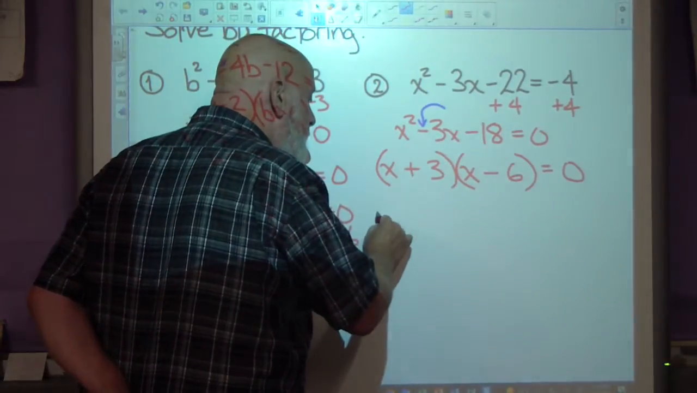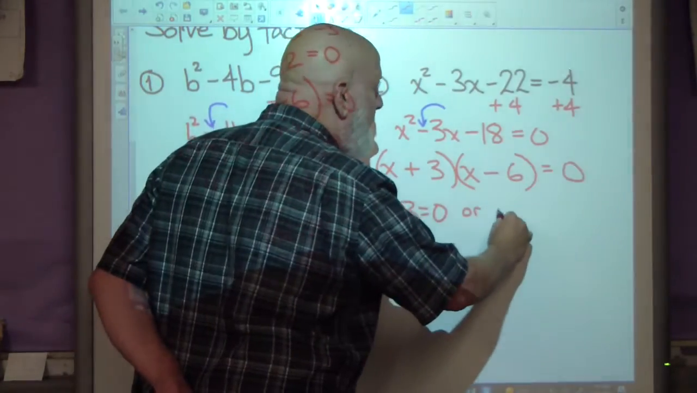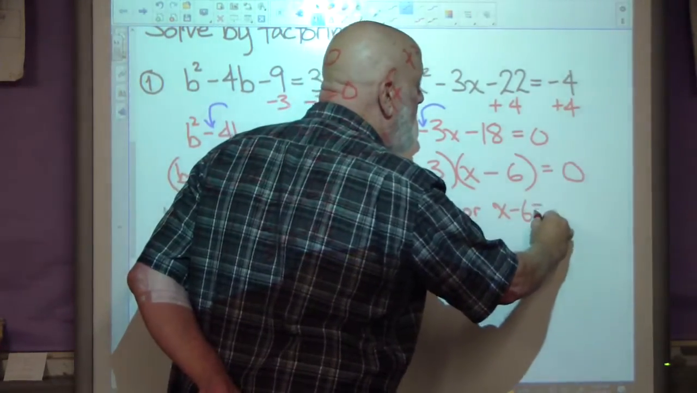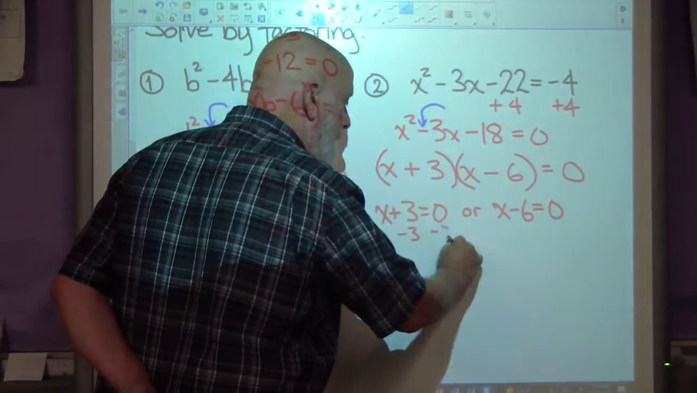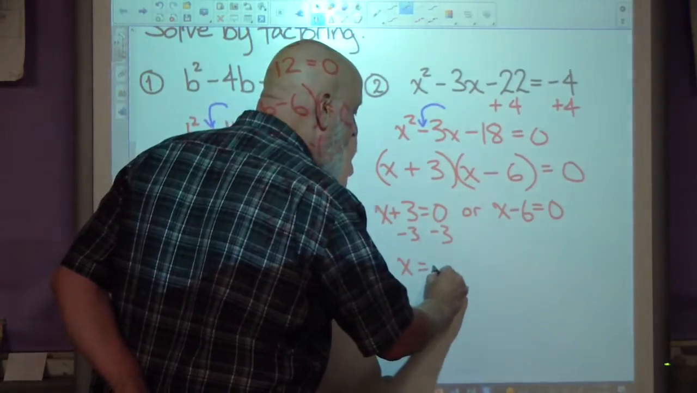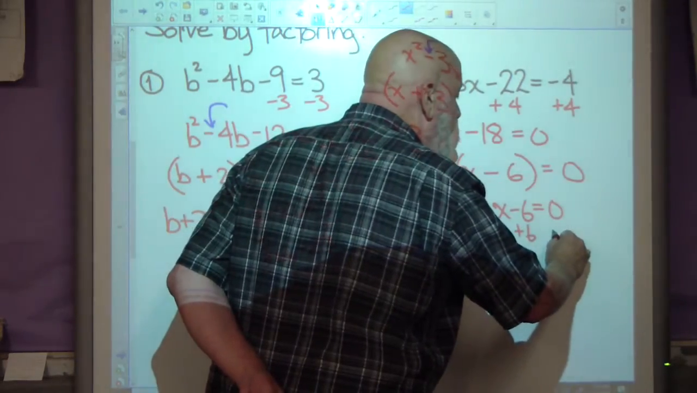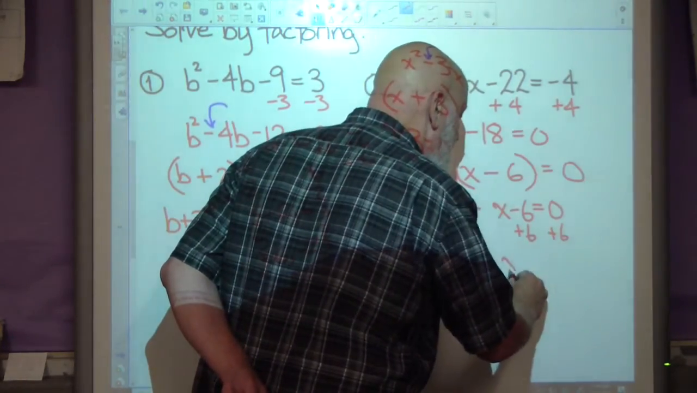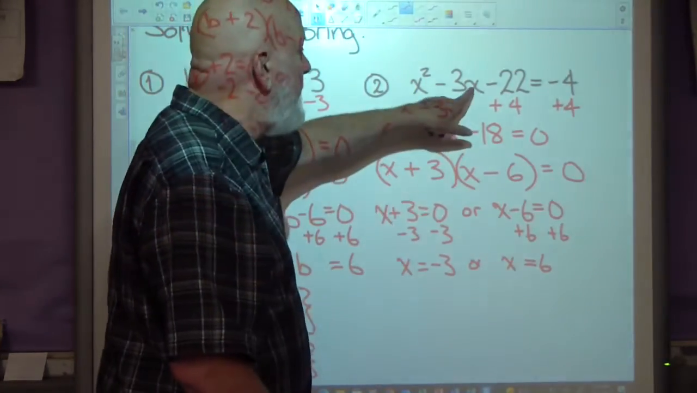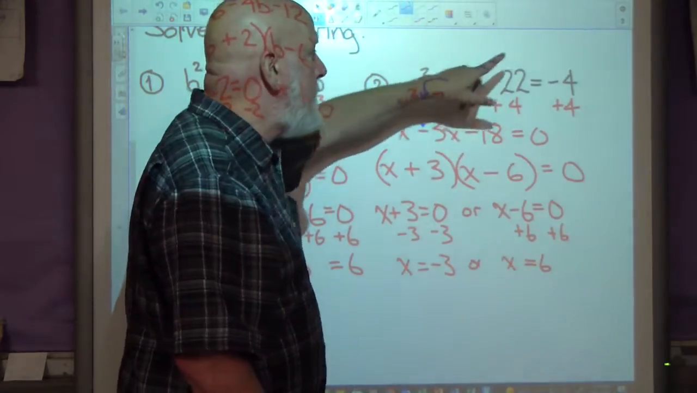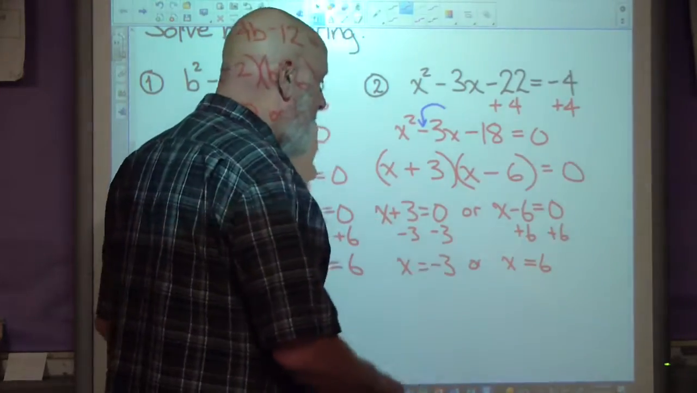That means either x plus 3 is 0 or x minus 6 is 0. And we solve. I subtract 3 to get rid of that. I do that on both sides. Gives me x is -3. That's one of my solutions. We add 6 to both sides here to solve this, and we get x is equal to positive 6. Those are our two solutions. If I plug in -3 right here and perform those operations, I'll get -4. If I plug in a 6 right here and perform those operations, I'll get -4.